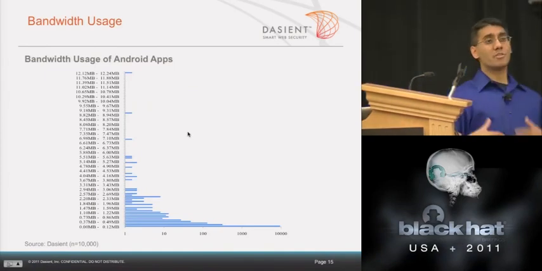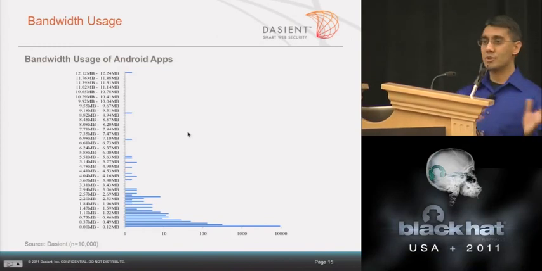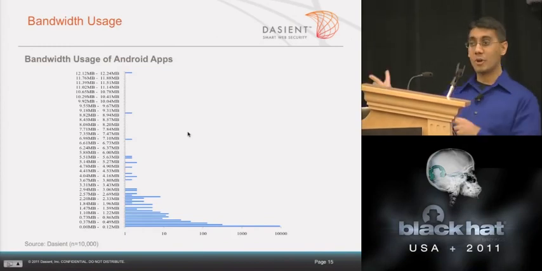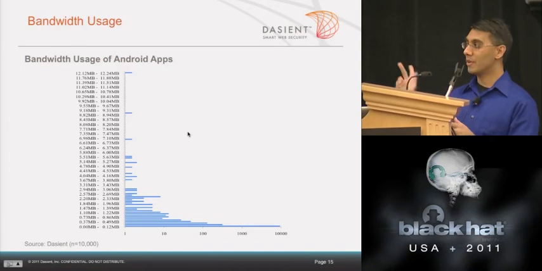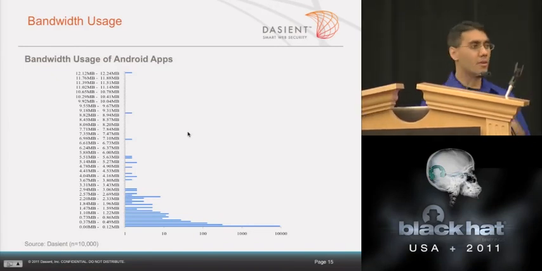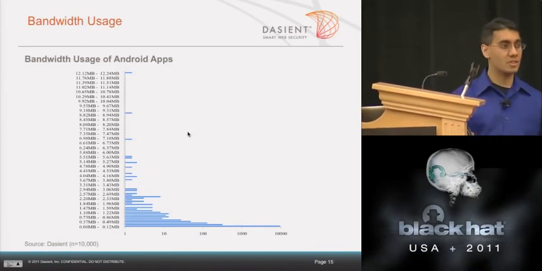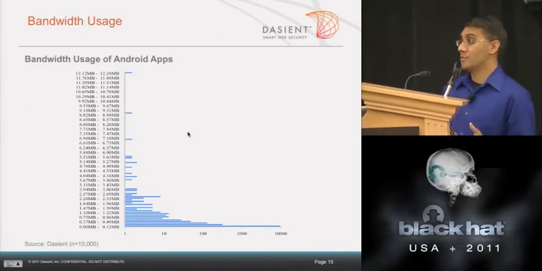So in terms of behavioral analysis, I think one of the great things is it can be used to identify malware. And I'll talk about some behavioral signals that were used to identify malware. But the other nice things that come out of it is that you can find privacy violations. You can also find performance violations.